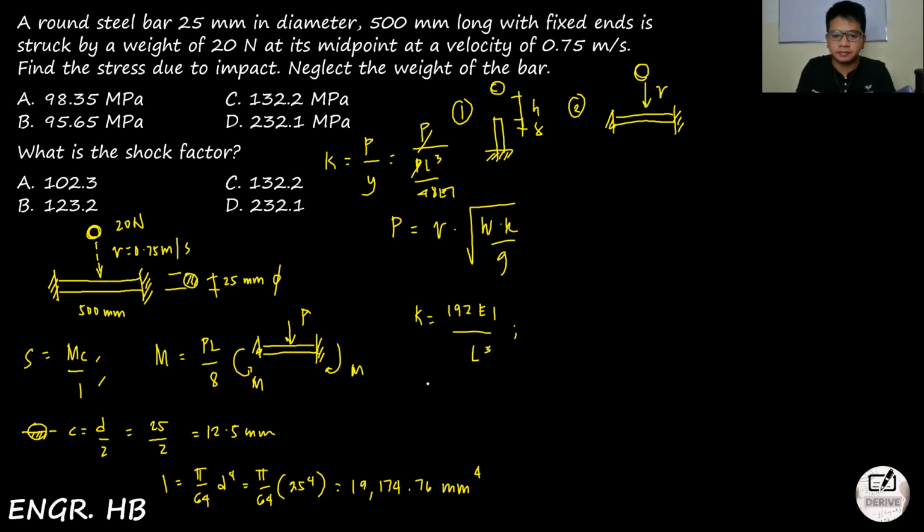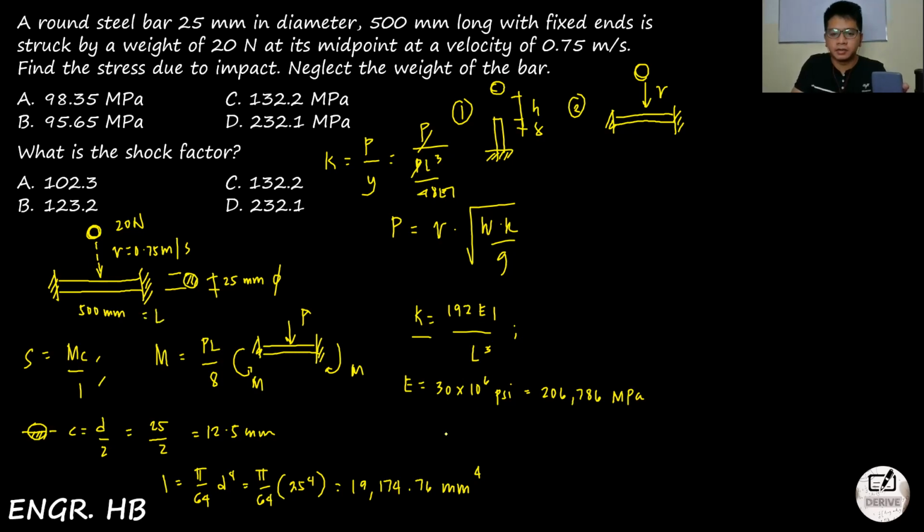Okay, so ano yung E natin? So we're going to get the K first. Ang E natin is modulus of elasticity and we all know that kapag walang given, that will become 30 times 10 raised to 6 PSI. Sa English at sa metric, that is 206,786 megapascal or Newton per mm squared. So our I is 19,174.76 mm raised to 4. And our L is 500 mm.